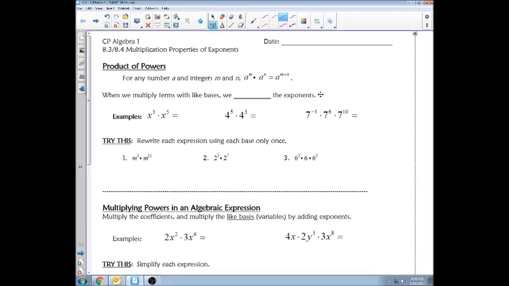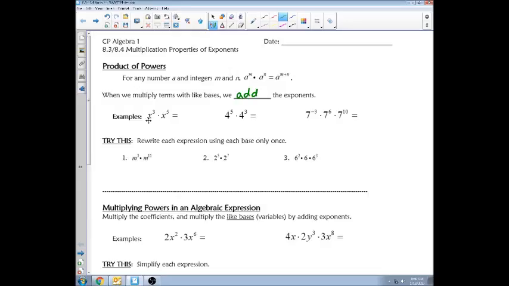All right. So the product of powers: for any number a and integers m and n, a raised to the m times a raised to the n will equal a raised to the m plus n. What that means is when we multiply terms with like bases, and if you look at the examples, x and x are like bases, then we are going to add the exponents.